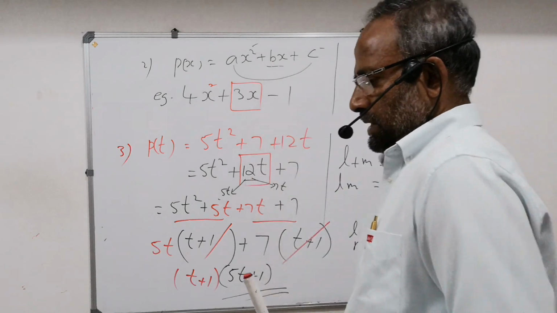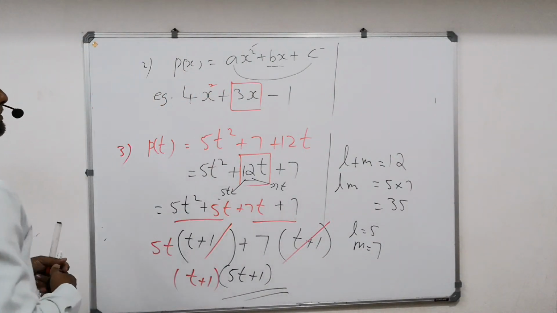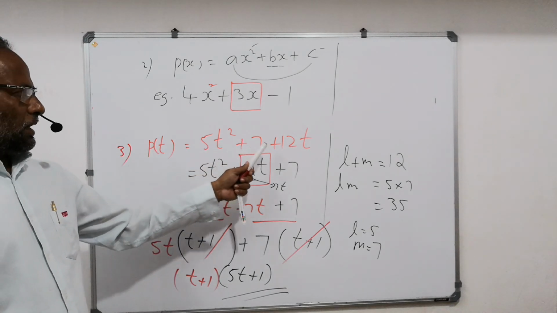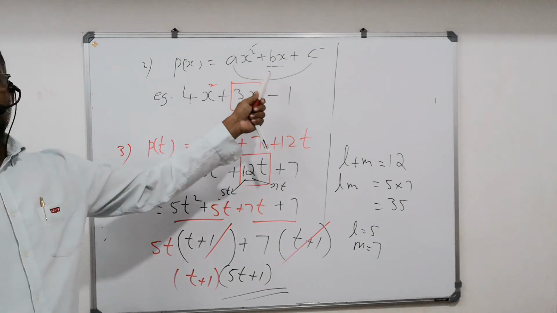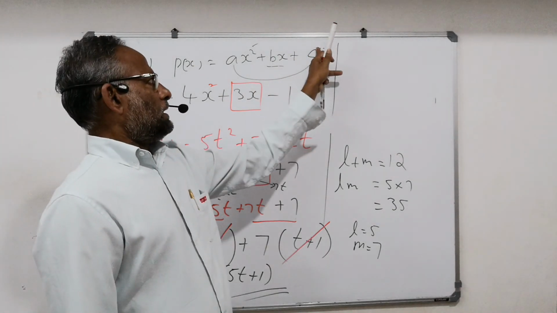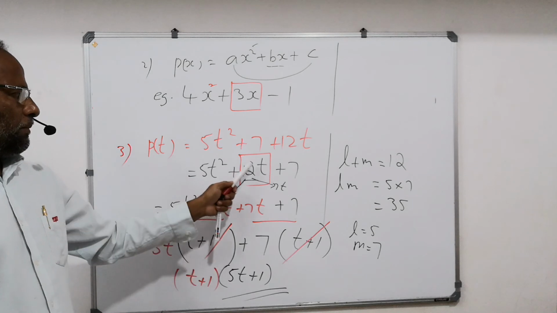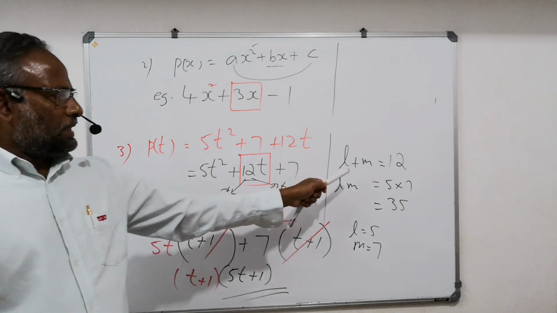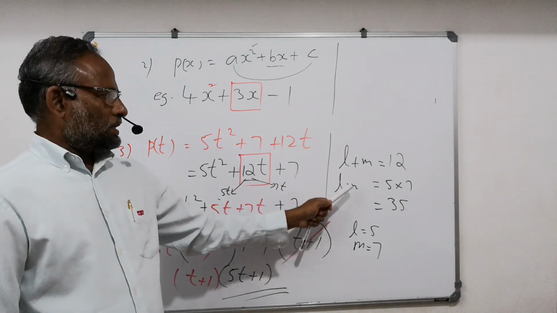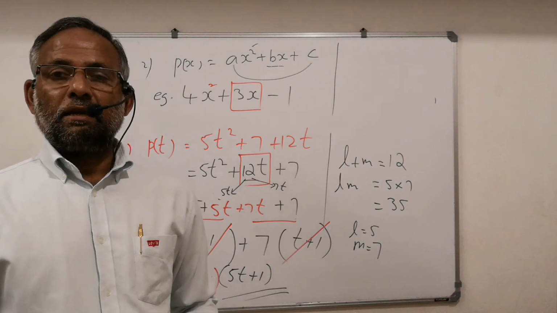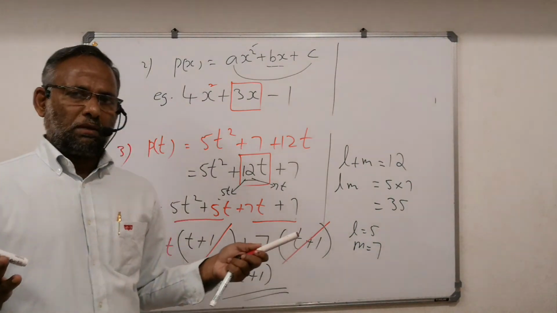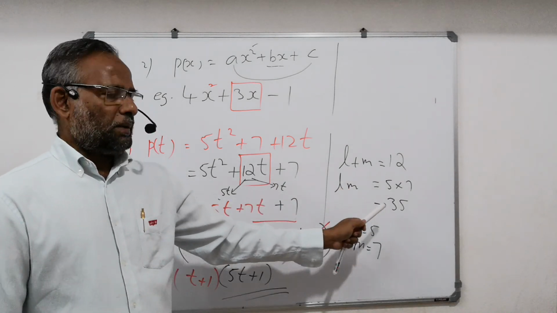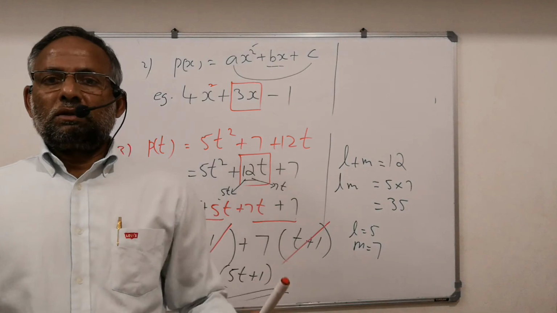What I told you: a t square plus b t plus c, and split the middle term. Two or three examples we did. Here 5t square plus 12t plus 7. That is the general form. We arrange this and split only the middle term. What is that? Addition and multiplication: l plus m and l m. Don't confuse what l and m are. They are just two numbers. Think of two numbers whose addition is 12 and multiplication is 35. Be careful about the sign.